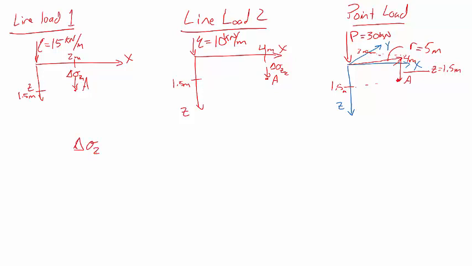So the change in vertical stress equals, and we're going to use the equations. So 2q1 z cubed over pi times x1 squared plus z1 squared, quantity squared, plus 2 q2 z cubed. Z is the same for each, so I don't have to change that notation.